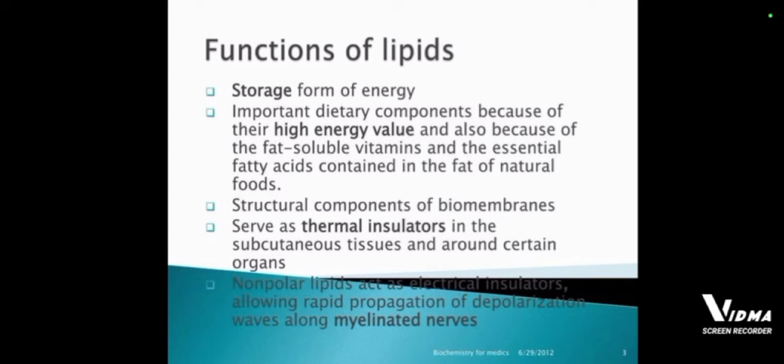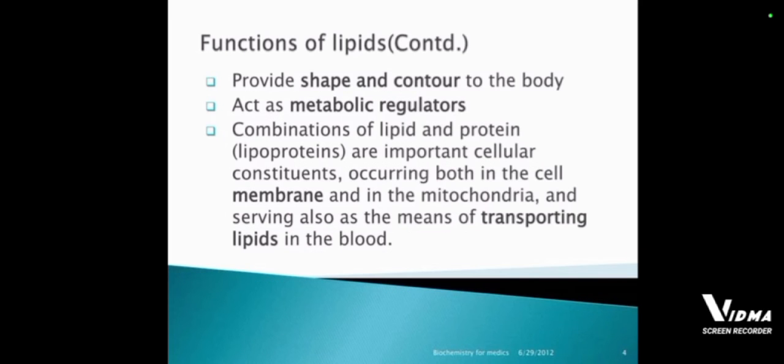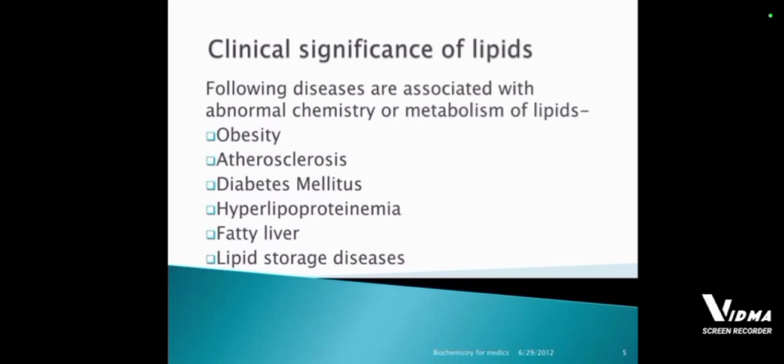Non-polar lipids act as electrical insulators, allowing a rapid propagation of depolarization waves along myelinated nerves, and provide shape and contour to the body, and act as metabolic regulators. Combinations of lipid and protein are important cellular constituents, occurring both in the cell membrane and in the mitochondria, and serving also as the means of transporting lipids in the blood.